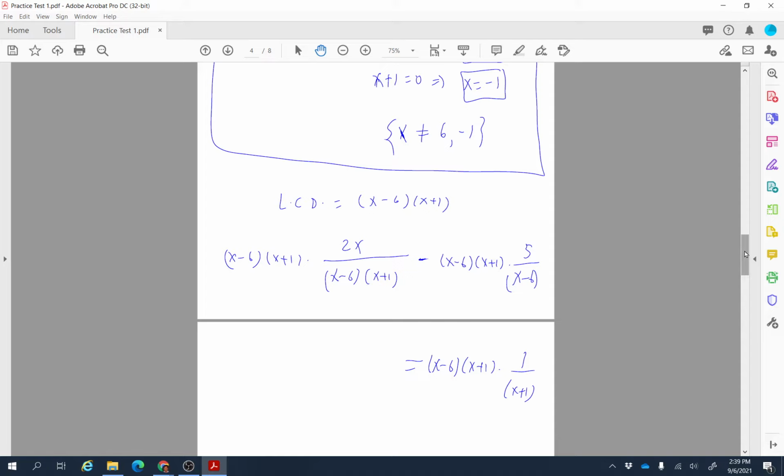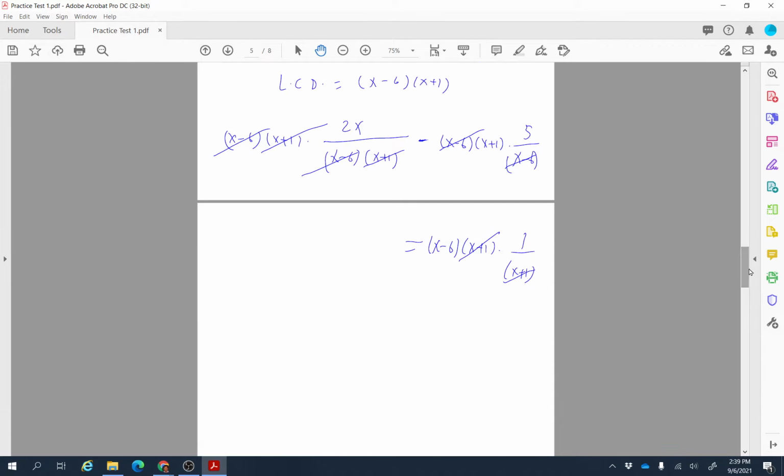So now just cancel out these factors, okay? And now write down the leftover thing on the left side and on the right side. On the left side, the first term gives you 2x. The second term gives you 5 times x plus 1. On the right side, it gives us x minus 6. First of all, distribute this 5 here. So that will be negative 5x, negative 5, x minus 6.